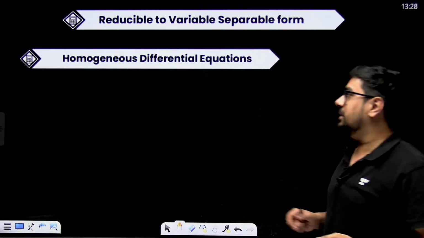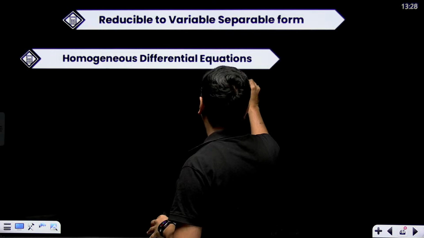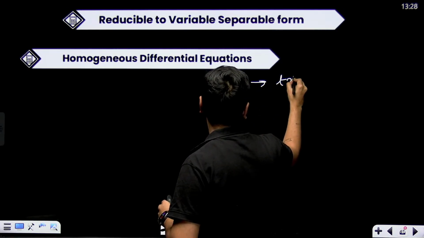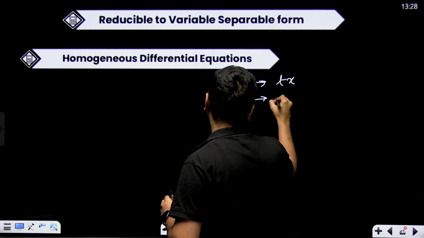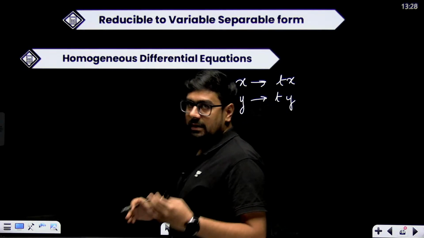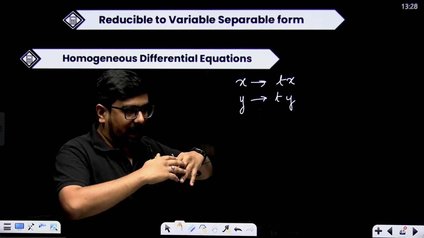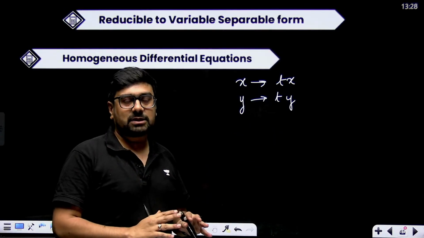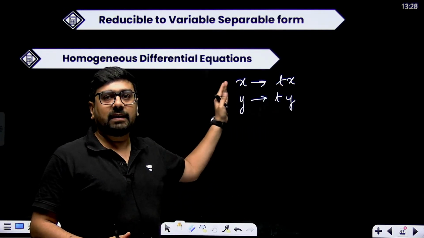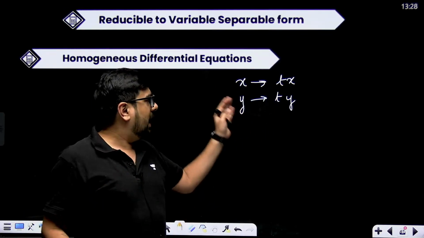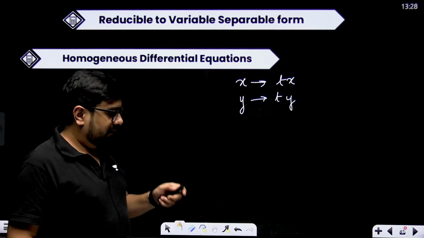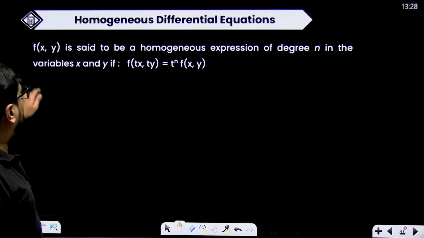A homogeneous differential equation basically says that if instead of x everywhere you substitute tx, and instead of y everywhere you substitute ty, then when you write the expression again, t will come out from everywhere, and t will get cancelled, and you'll again get the same function. We'll understand with the help of examples.